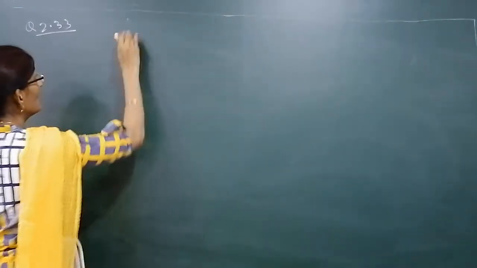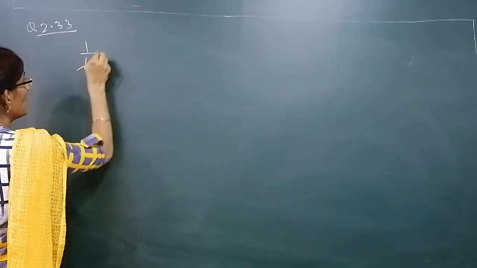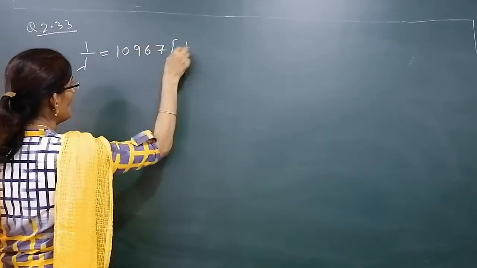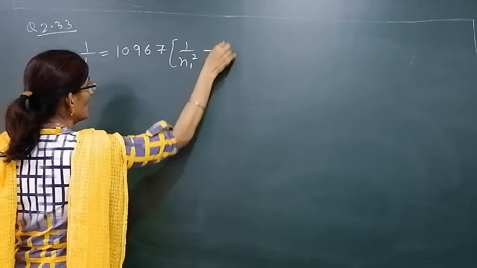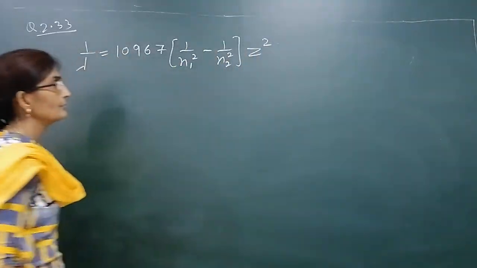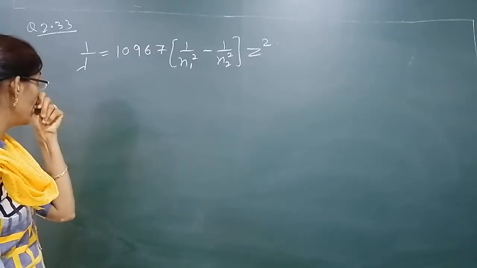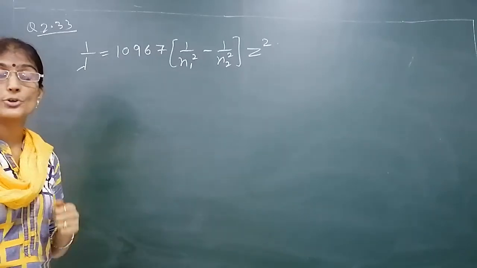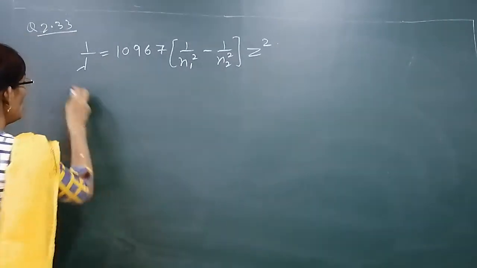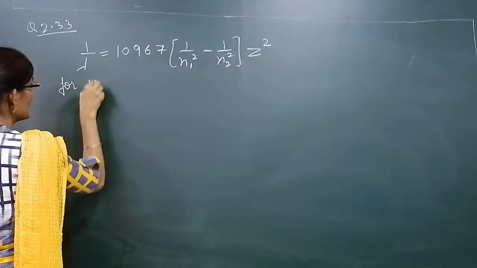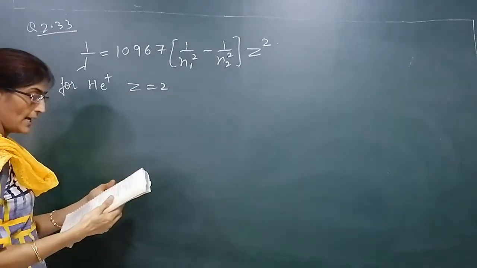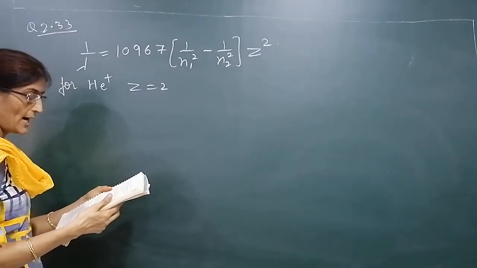What's the formula for lambda? So 1 by lambda is 109677 times (1 upon n1 square minus 1 upon n2 square) into Z square. This is the formula for calculating wavelength lambda when an electron jumps from one orbit to another orbit. Now for helium, He+, we know that Z is 2, atomic number is 2. What are n1 and n2? It is 2 and 4.